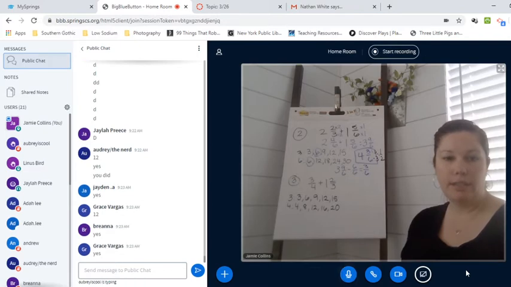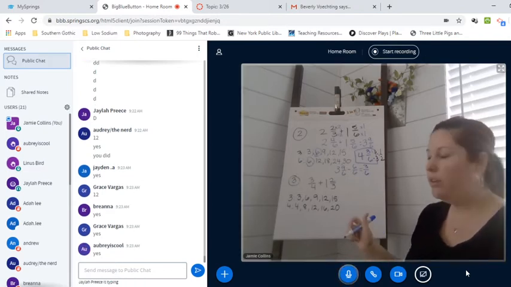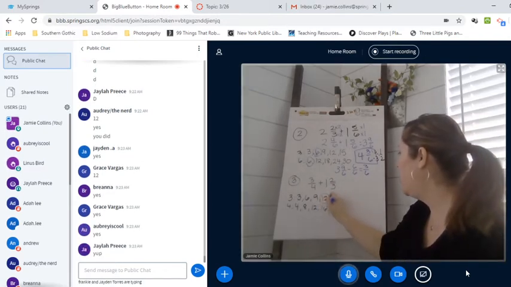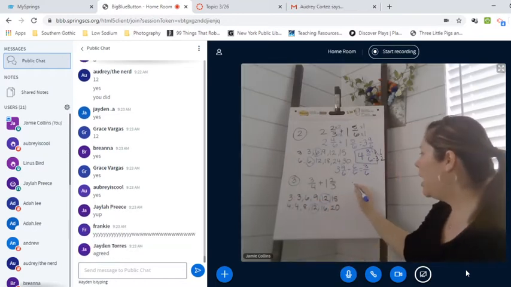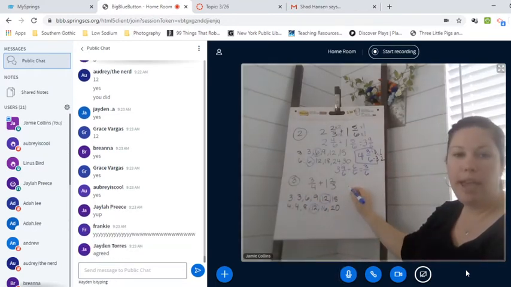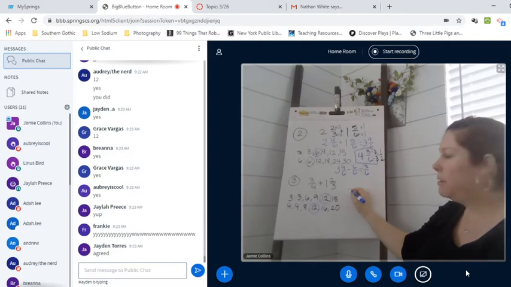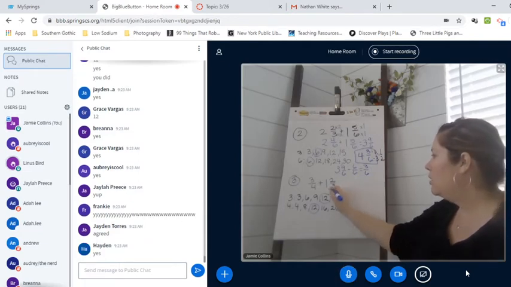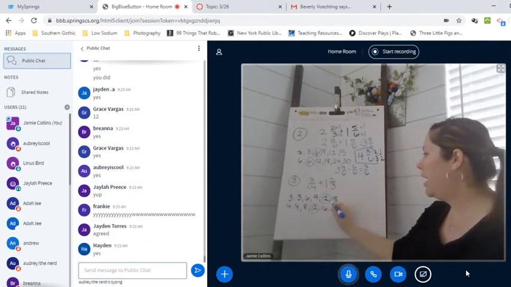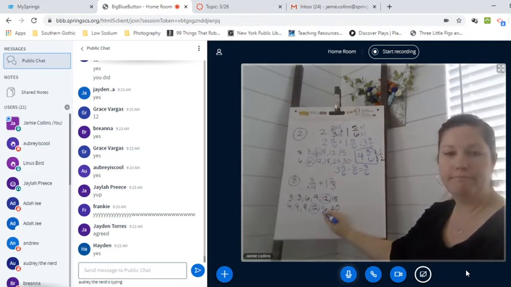Grace agrees? Yes. Brianna? Okay, perfect. So I'm going to circle 12. And now I'm going to rewrite my fractions over here. So these are going to be my equivalent fractions. So 4 times what gives me 12?